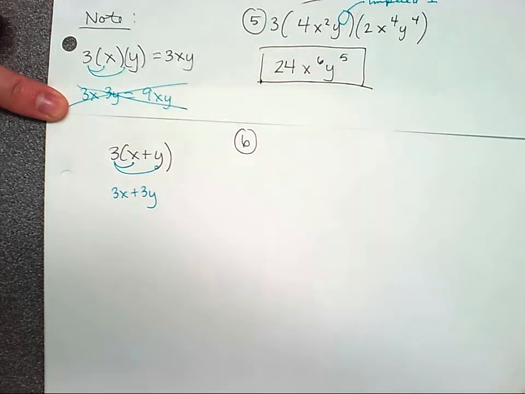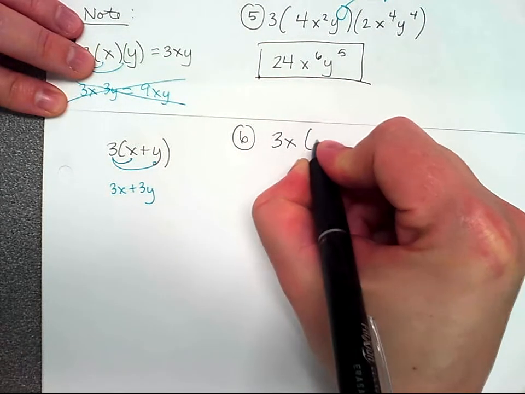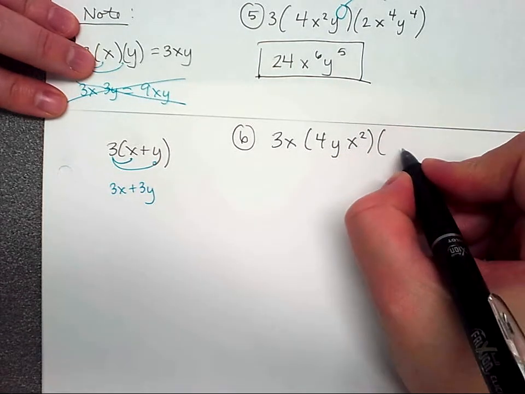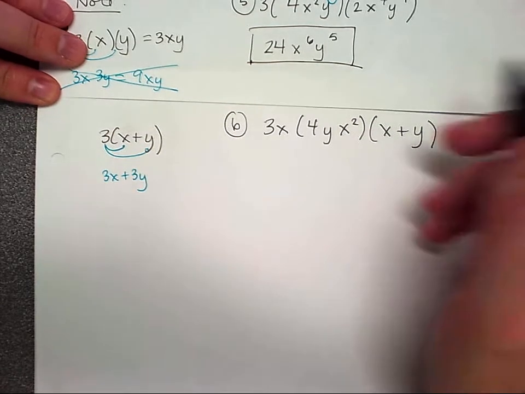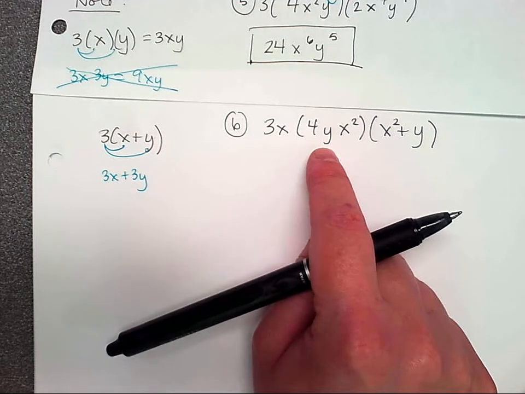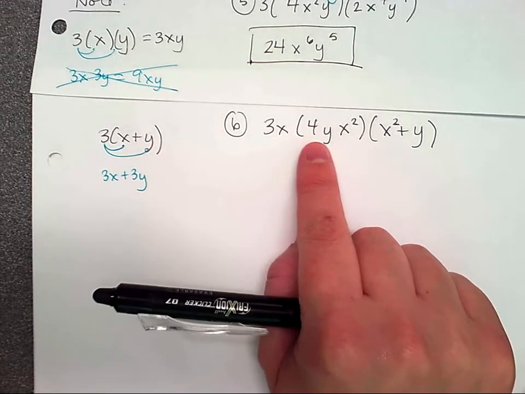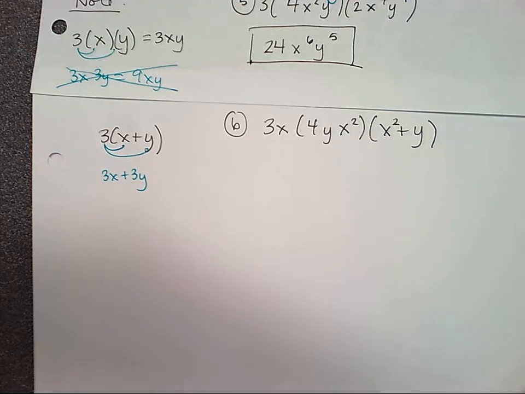Okay, let's do another example. All right, now I'm really messing with you guys. So I have 3x times 4yx squared times x plus y. So even when I'm reading it out, I'm saying the operation, right? 3x times 4yx squared times x squared plus y. So if I'm multiplying variables, I'm adding those exponents, right?